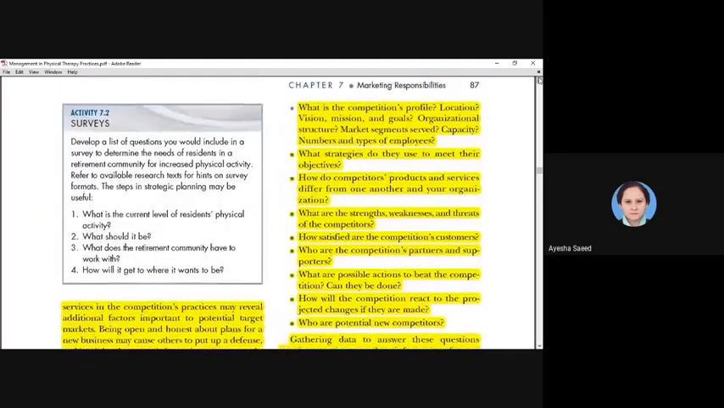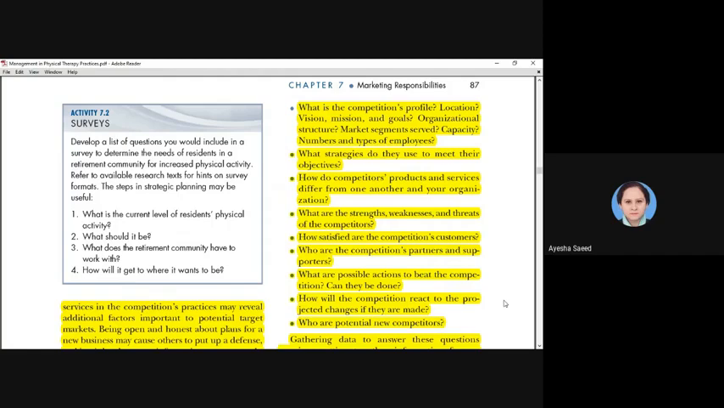Now there is a list of questions that need to be asked. What is the competition's profile, location, vision, mission, and goals? Organizational structure, market segments served, capacity, number, and types of employees. So, a detailed profile of the competition's company. This will let you know where there are loopholes and how you could improve your work.